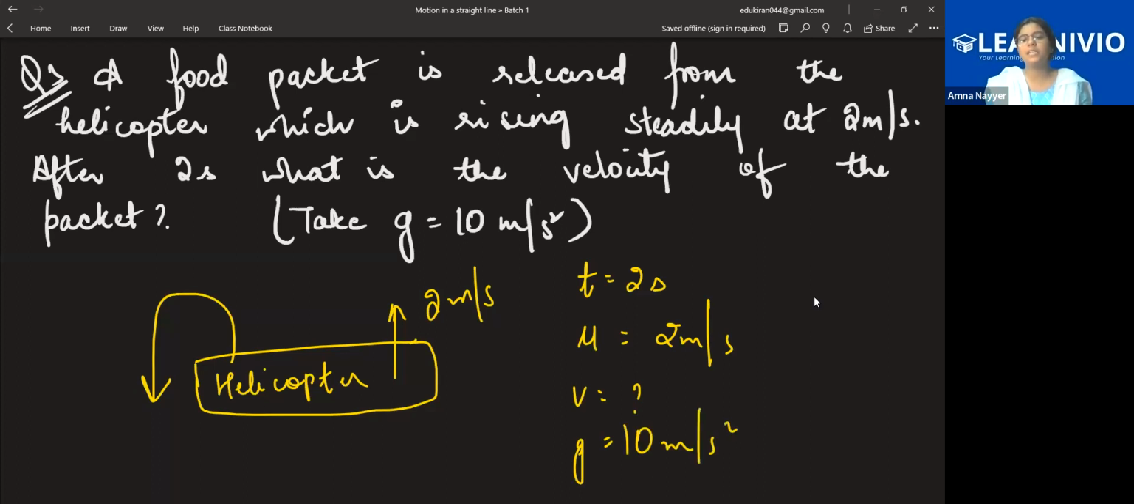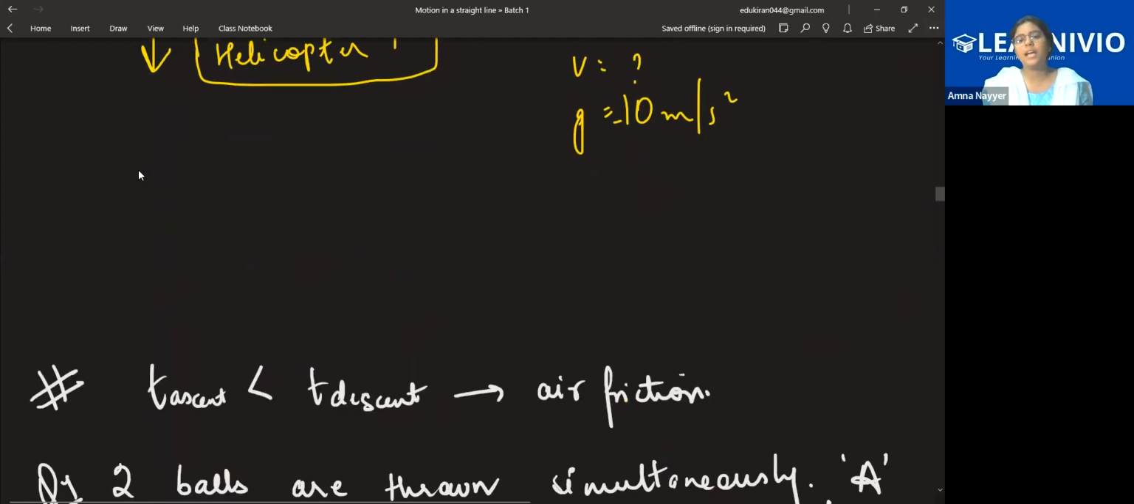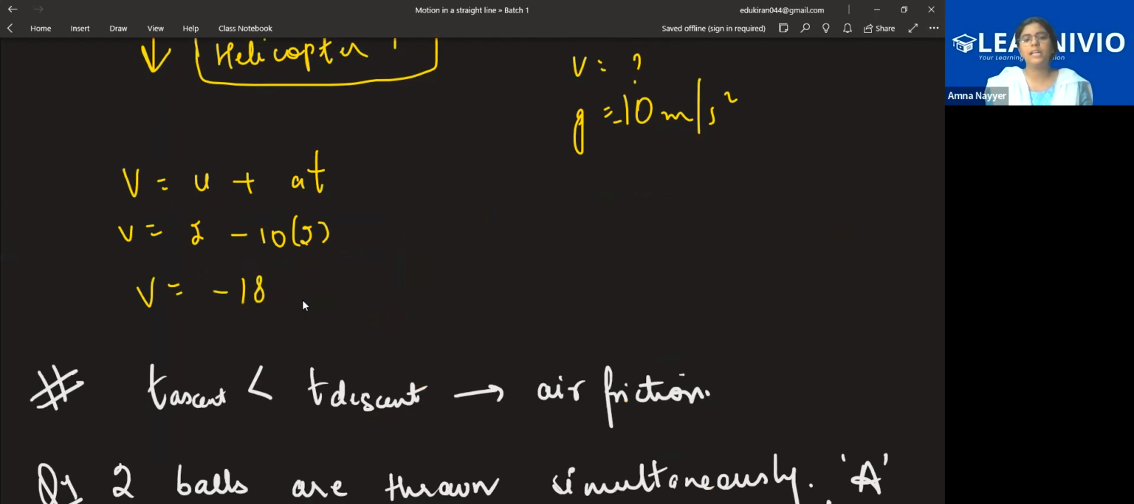Now sign convention, upwards let us take positive, downwards you can take it on yourself. I am taking this because I have a habit of taking this. So g will become negative and this will become positive. So in one line we'll get our answer, v is equal to u plus at. v is equal to 2 minus 10 into t, t is 2. So this is equal to minus 18 meter per second.